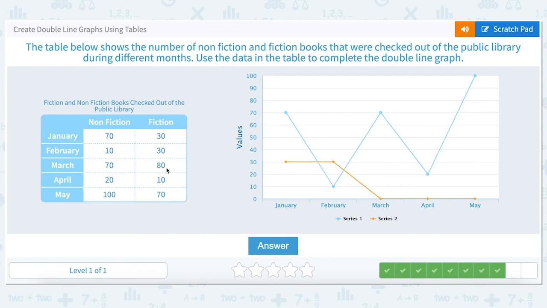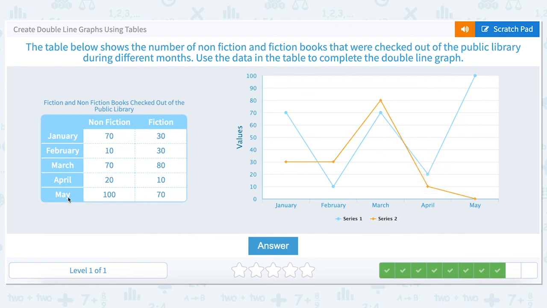Looking at March, 80 fiction books were checked out of the library. Let's go to March, travel up the graph until we reach 80 on the y-axis and plot a point. In April, only 10 fiction books were checked out of the library. When we go to April on the x-axis, we travel up to 10 and plot a point.